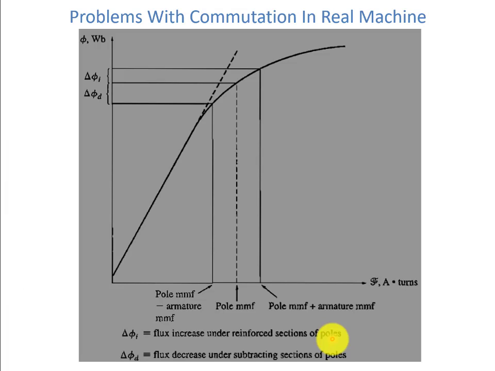So here we can see a magnetizing curve, and we can see the same problem here. Because we know that most machines operate at flux densities near the saturation point, at locations on the pole surfaces where the rotor magnetomotive force adds to the pole magnetomotive force, only a small increase in flux occurs.